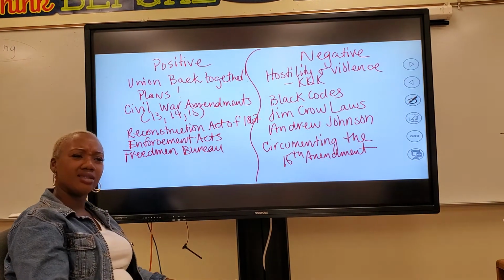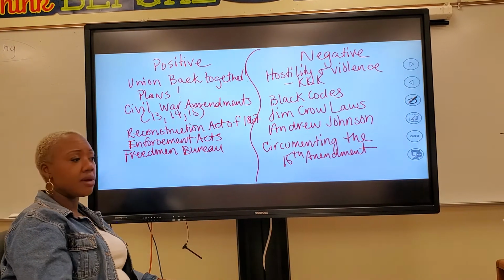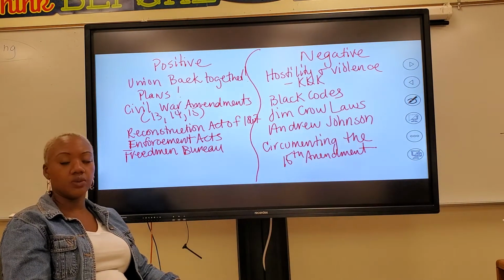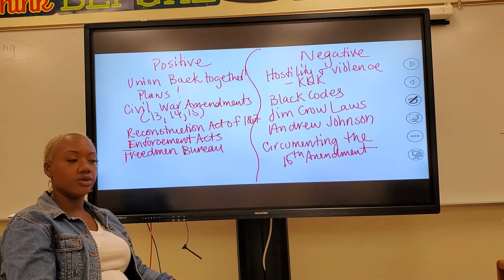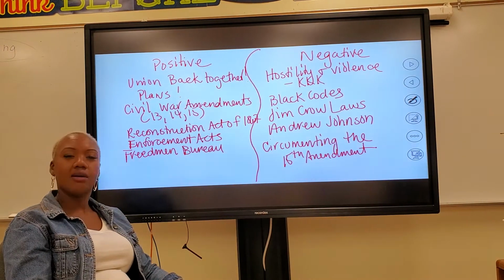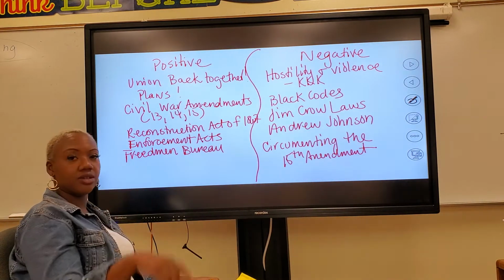Johnson's plan was really nothing. He just wanted them to come back to the Union and regain their power because Andrew Johnson was a former slave owner. So, you do the math in terms of how much work he wanted them to put in to come back to the Union.